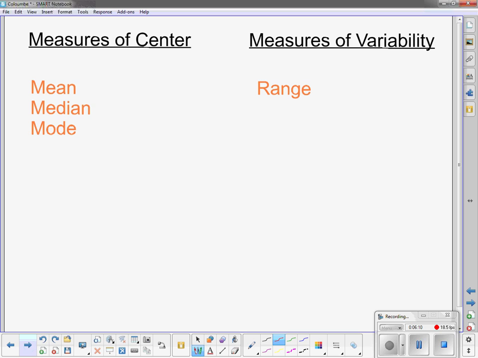These are the 4 measurements that we calculated: mean, median, mode, and range. Mean, median, and mode all fall under the heading measures of center. They sort of measure the center of the data, generally speaking, and the measures of variability, range, sort of measures the spread, how spread out the data is, how close it is, or how far apart the data is. And this is mean, median, mode, and range.